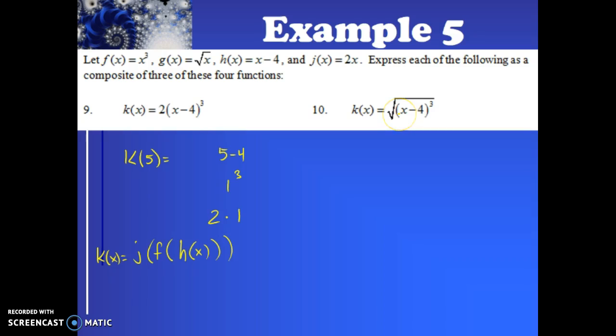Over here, it's some of the same functions, just different order. The first thing I would do is subtract 4, so it's my innermost. After I subtract 4, I would cube it, just like last time. So I'm still going to have my f. This time, instead of doubling it, I want to square root it, which is my g.